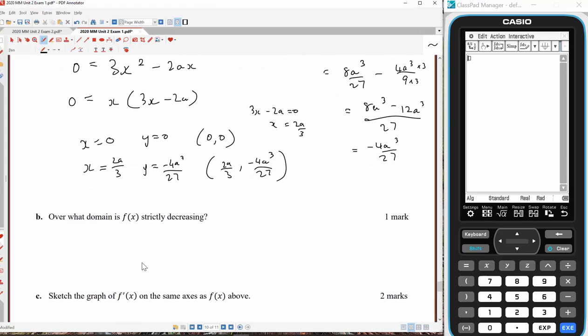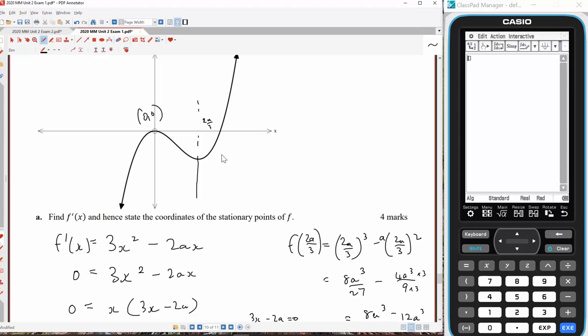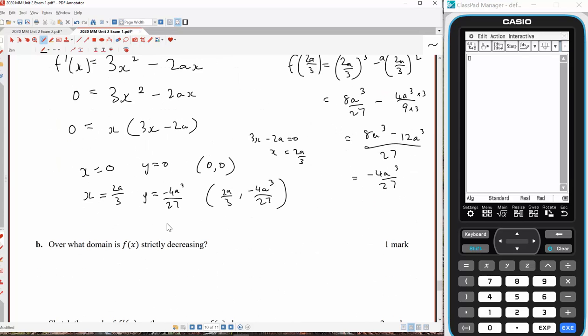Okay, over what domain is it strictly decreasing? So it's between there and there. For strictly decreasing, we can include the endpoints because it'll still be strictly decreasing if you choose one of the endpoints. So it's going to be between 0 and 2a on 3.